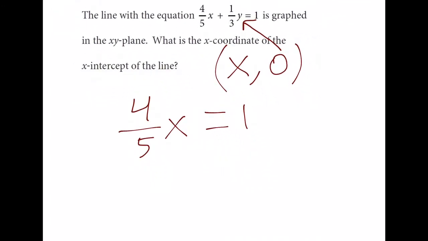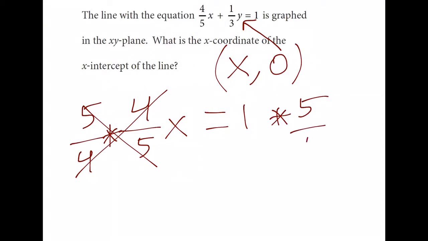To solve this, we're going to multiply both sides by the reciprocal. So 5/4 on the left, 5 over 5 and 4 over 4 cancel out, and times 5/4 on the right. Well, 1 times anything is itself, so that's our answer, 5/4.